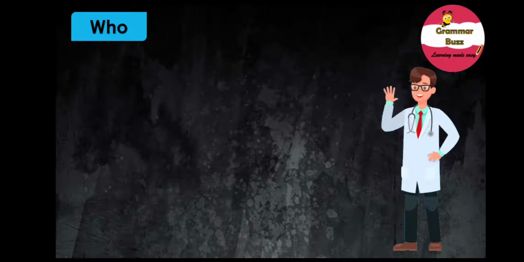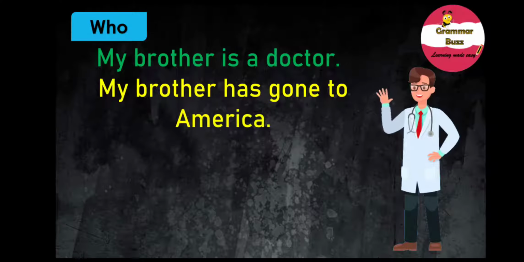Our first example is, my brother is a doctor. My brother has gone to America. In the given sentences, the noun brother has been repeated twice. So, we can use a relative pronoun here to simplify the sentence. What is the pronoun that could be used in place of the noun brother? Well, it is the relative pronoun who.